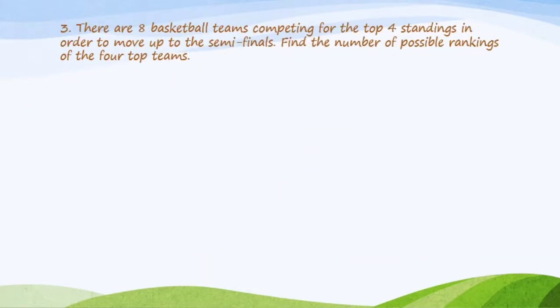Another example, there are 8 basketball teams competing for the top 4 standings in order to move up to the semifinals. Find the number of possible rankings of the 4 top teams. So our n is equal to 8 because there are 8 basketball teams. r is equal to 4 because we need to have the top 4 standings in order to move up to the semifinals.